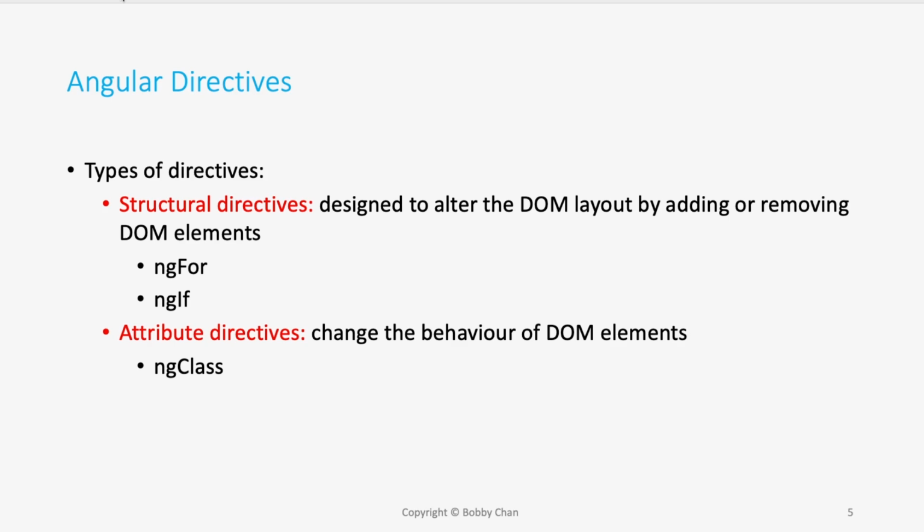An attribute directive, on the other hand, is something that allows us to change the appearance or the behavior of DOM elements that they're attached to. So there is an attribute directive that we're going to take a look at called ngClass. We can also create our own custom directives and make them behave the way that we want them to.